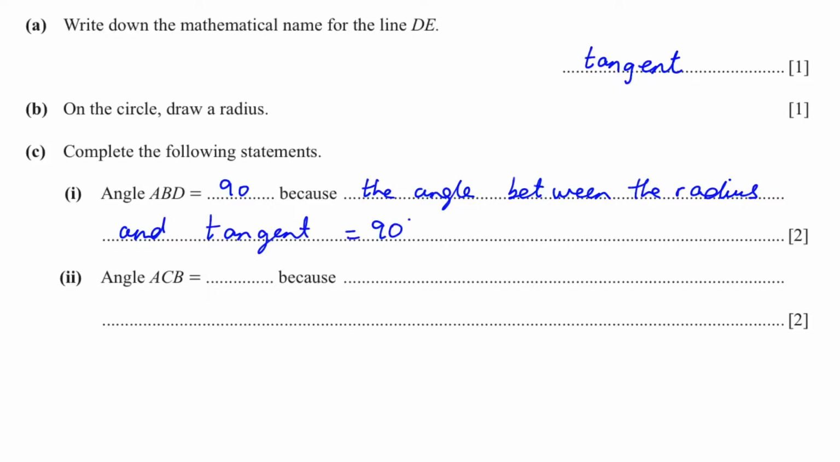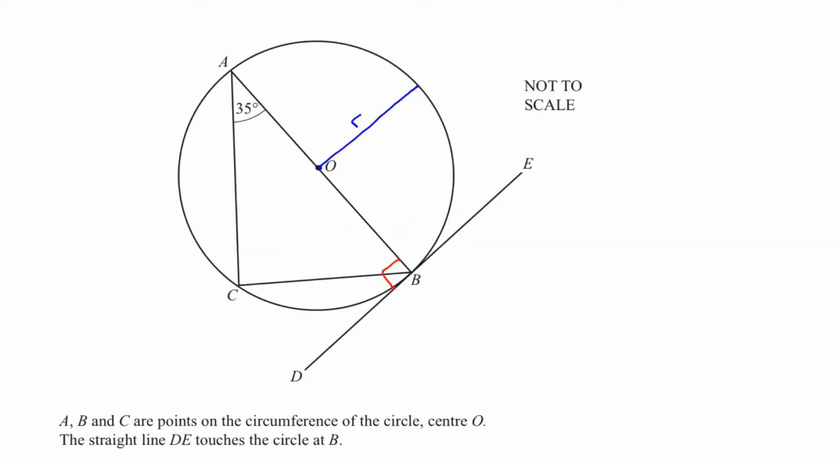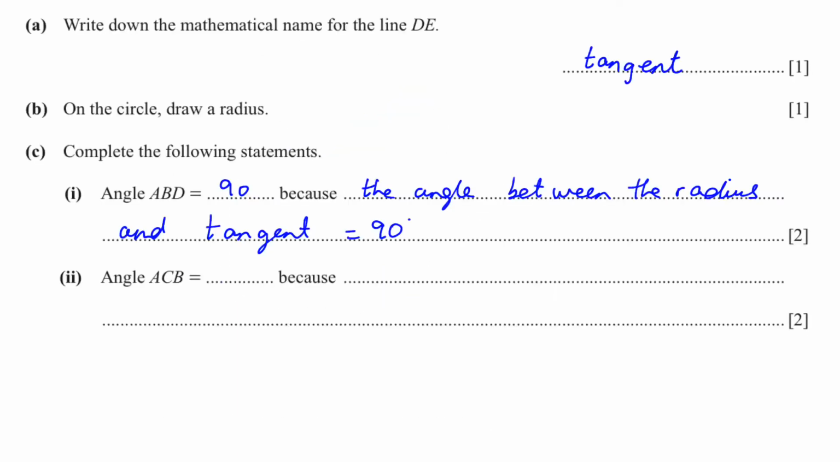Next we have to find angle ACB and find the reason for it. ACB is going to be 90 degrees. Angle in a semicircle equals 90 degrees. Because angle in a semicircle equals 90 degrees.